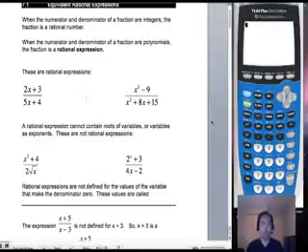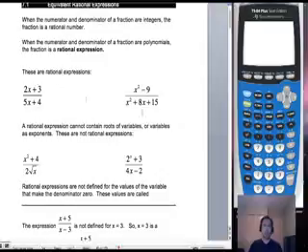Okay, so today we're starting a brand new unit on rational expressions, and this is 7.1, equivalent rational expressions. So rational means that we're going to express these as ratios or decimals. When the numerator and denominator of a fraction are integers, the fraction is a rational number. When the numerator and denominator of the fractions are polynomials, the fraction is a rational expression.